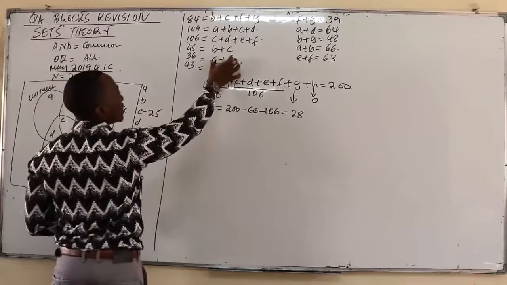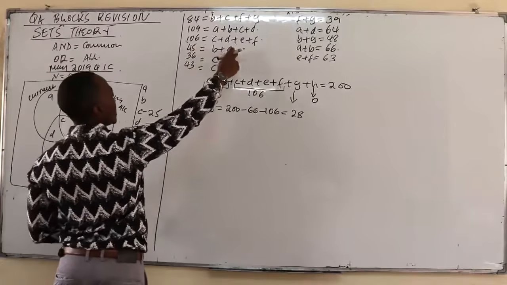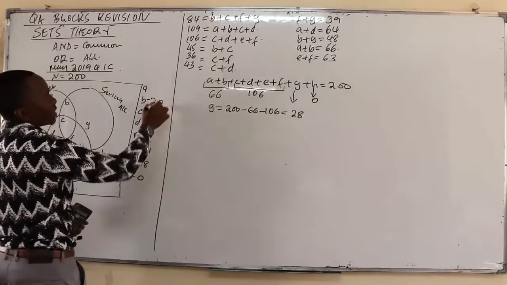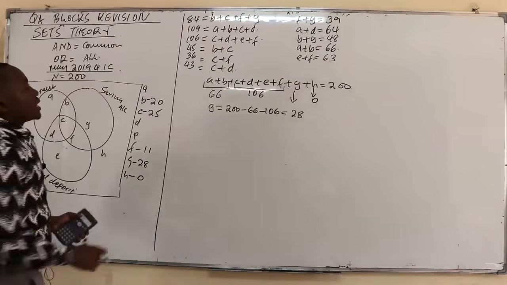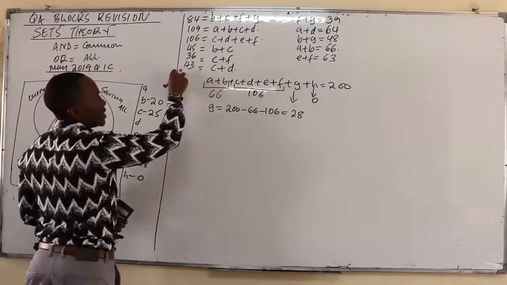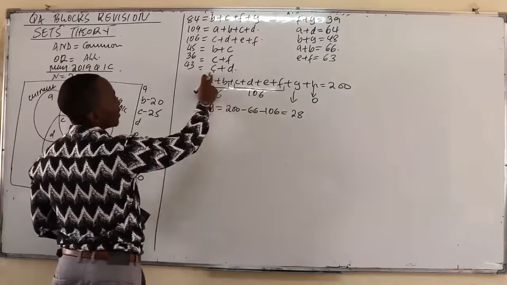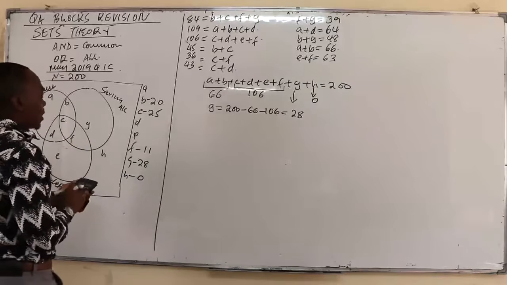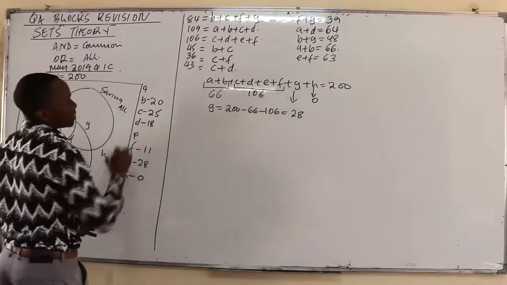Once you get C, BC is 45, and you already have C. C is 25. Can we get B? B is 20. Then CD is 43. We already have C. C is 25. Can we get D? Yeah, 43, you subtract C, which is 25. That means D will be 18.